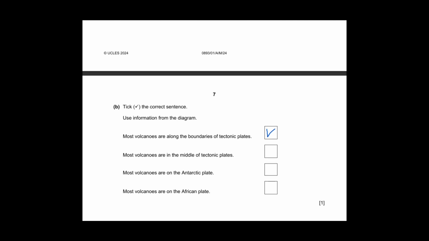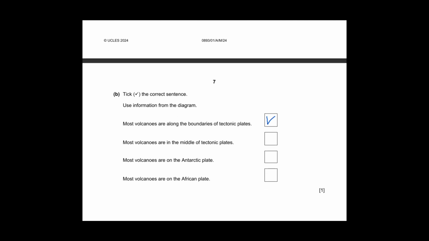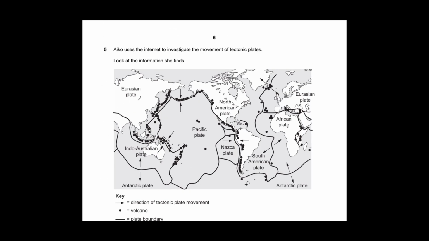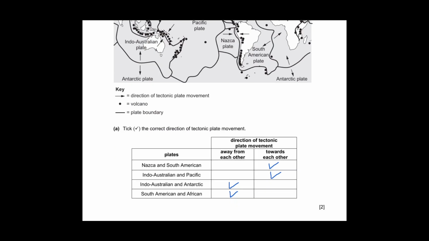The next one is about volcanoes. The question is, where do you find most volcanoes? The first option says they are found around the tectonic plates. Another one says at the middle, another one says at the Antarctic plate, and the other one says the African plate. Let's go back to the diagram. The diagram shows that most of them are aligned around that line. The line is actually the tectonic plate boundary, and that answers the question.